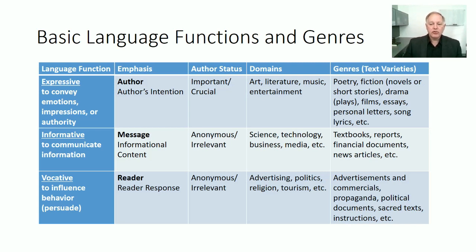So genres would be advertisements and commercials, propaganda, political documents, sacred texts such as scriptures, instructions. When you buy that toaster and it comes with an instruction, that's a vocative text. It's trying to tell the reader what to do. It's also an informative text. It's very rarely an expressive text, right? So again, this chart, keep it handy, right? It just shows how with certain genres, there's a correlation between that genre, that text type, and a particular language function.